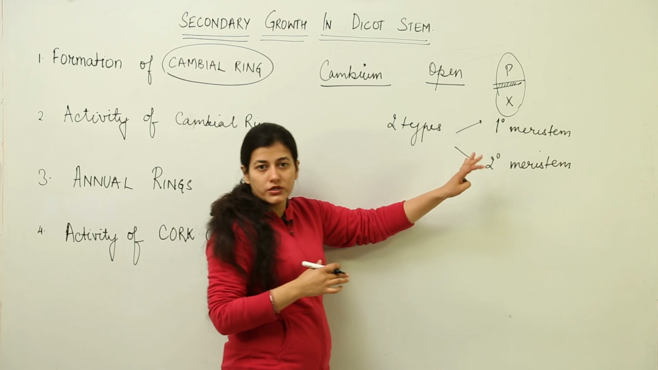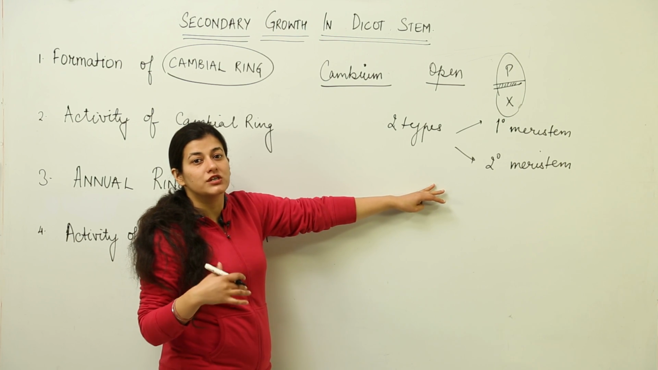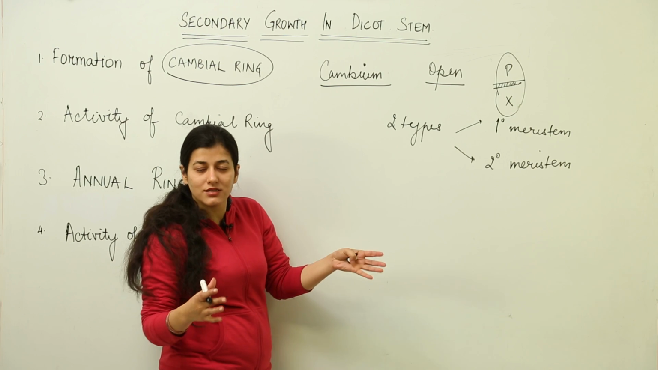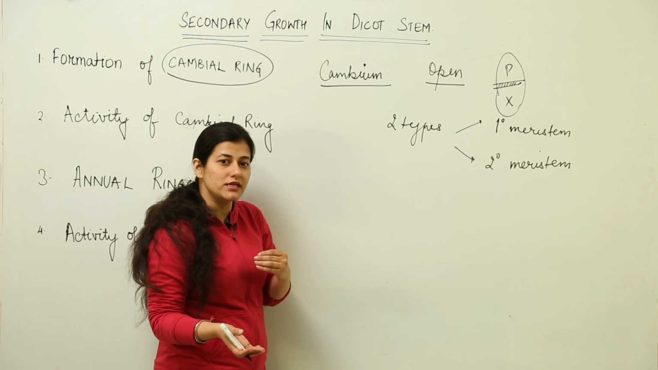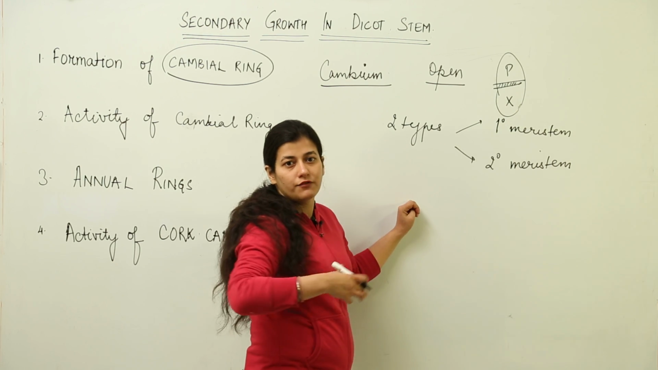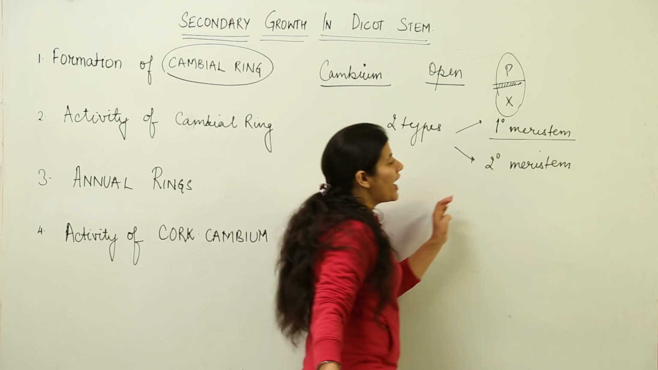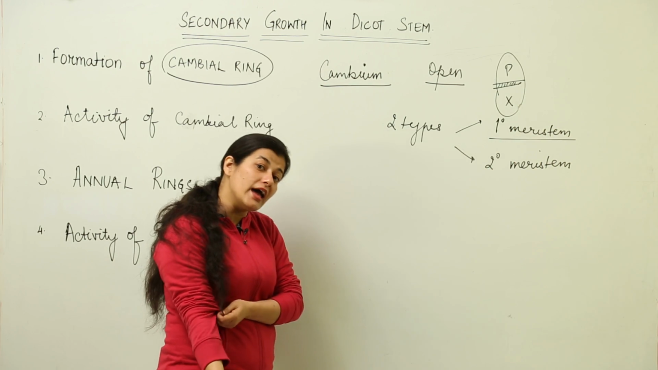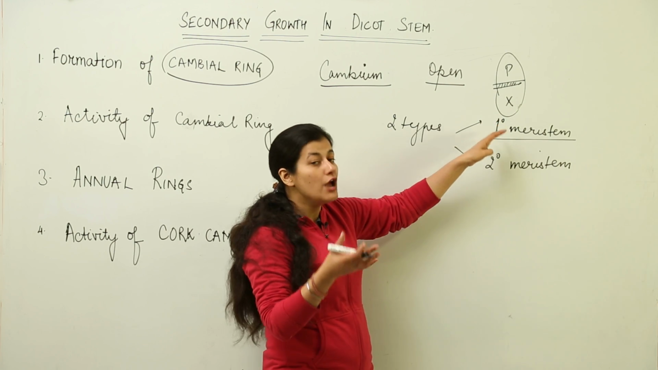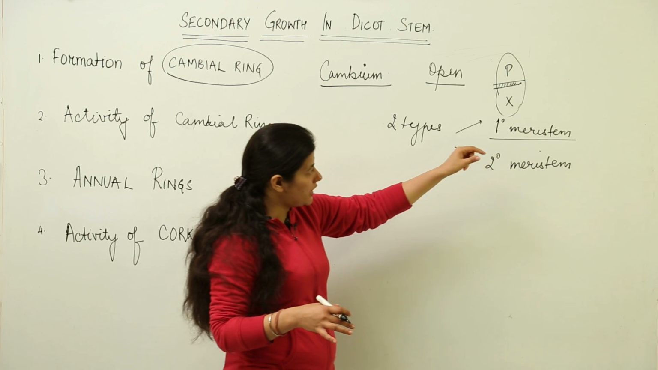Now what is the difference between primary meristem and secondary meristem? First of all, you know what a meristematic tissue is. Meristematic tissue is that type of tissue which gives rise to new cells. It incessantly divides, it never loses its ability to divide, and new cells are formed. Now the meristem which is formed in the beginning from the seedling itself is known as primary meristem, and the secondary meristem is derived from those cells which are formed from the primary meristem.